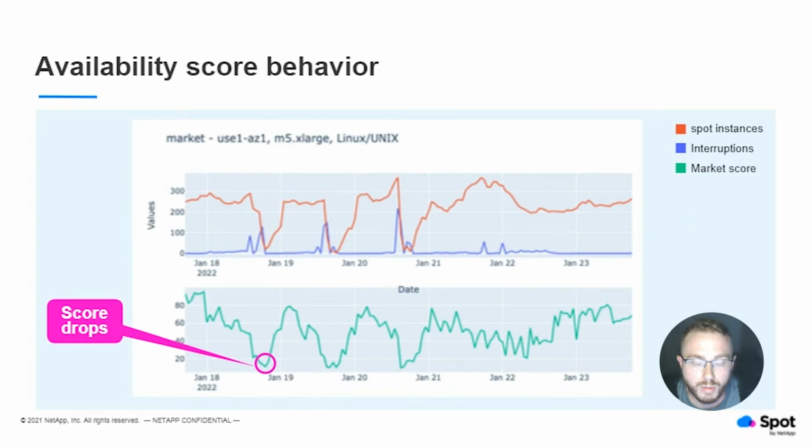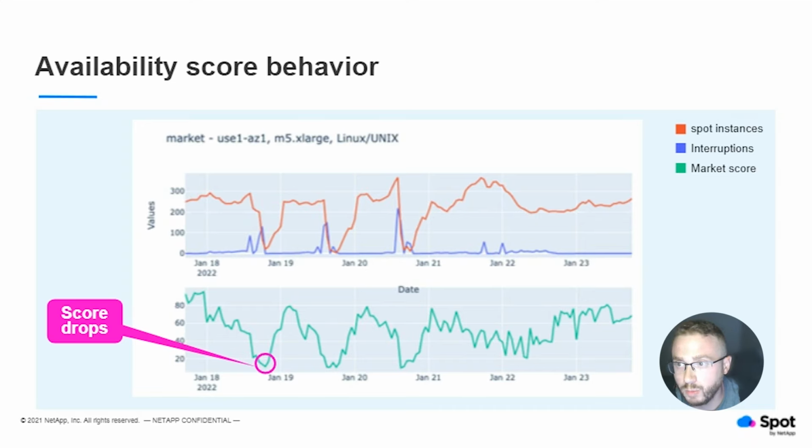So how the score behaves, I think this is something that is interesting to see. On the top end, we have a graph that shows the behavior of a market. The red line is the number of spot instances that live on that market. This is based on our customers. We have around 250 spot instances, and you can see that it drops from time to time.